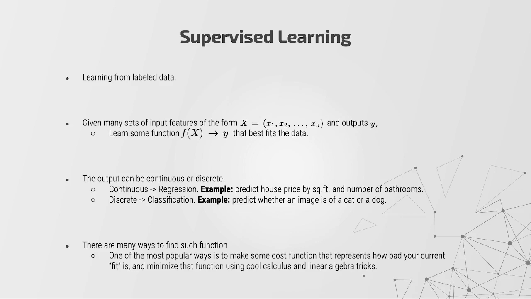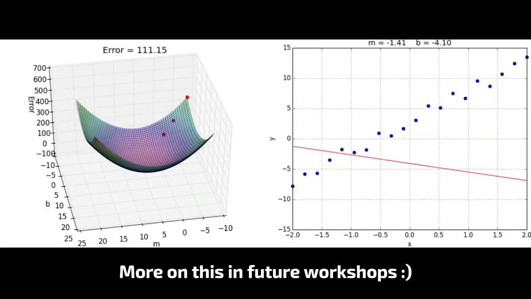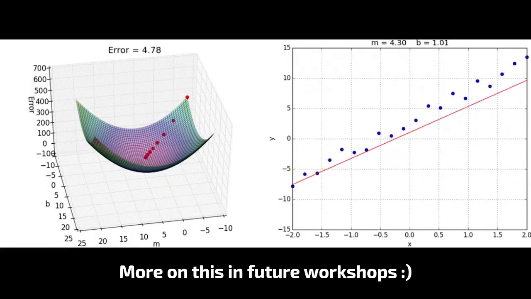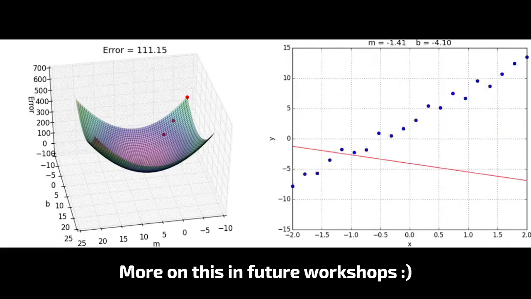One of the most popular ways is to find a cost function, which represents how bad your current fit is. Then, using cool math tricks, you get to the minimum of that cost. Here's an example. On the right side, we're trying to get a best fit to these data points. On the left side is the cost function. If you're very high, you're doing very badly. But using calculus, you can find the rate of change, even in 3D, and just go down until you hit a minimum. We'll cover this a lot more in probably the next workshop.